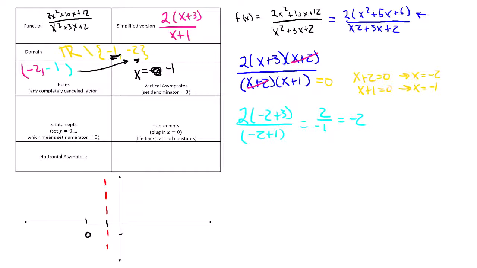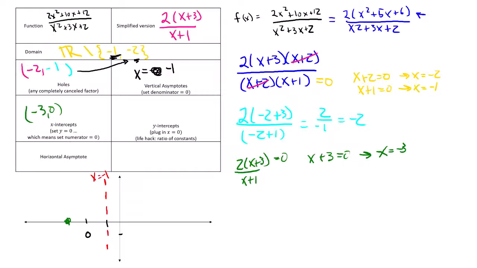All right, so now let's figure out our x-intercepts, where the numerator is equal to 0. In this simplified function, 2(x + 3) over (x + 1), the numerator equals 0 when x + 3 is equal to 0, or x equals negative 3. So negative 3, 0 is our only x-intercept.